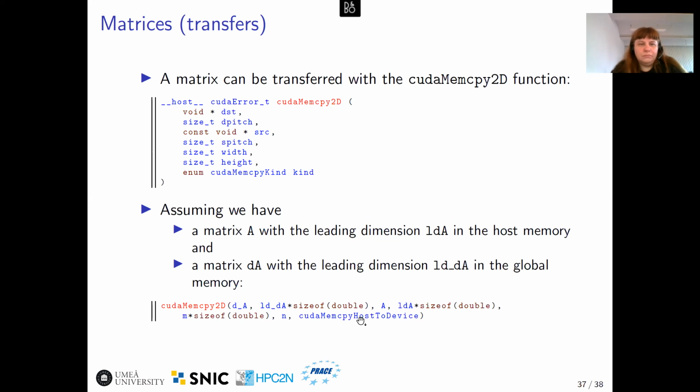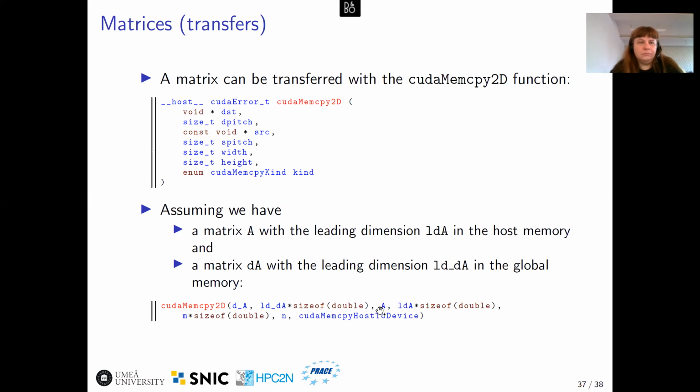Okay, so you specify the direction of the transfer, then you specify how many columns you want to move, and then you specify how many rows you want to move. Because the number of rows is given as a number of bytes, you have to multiply the number of rows by the number of bytes in a word. So you have to do m times sizeof(tuple) in this case.